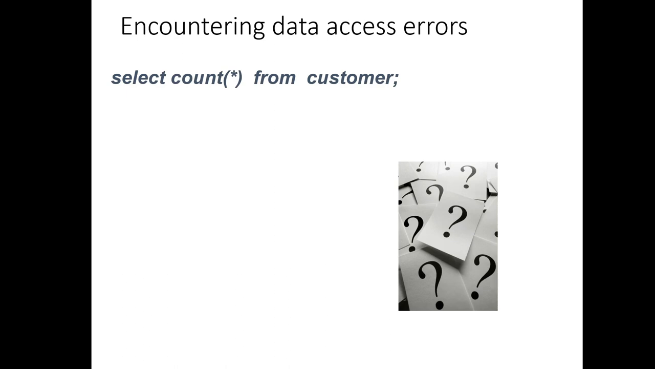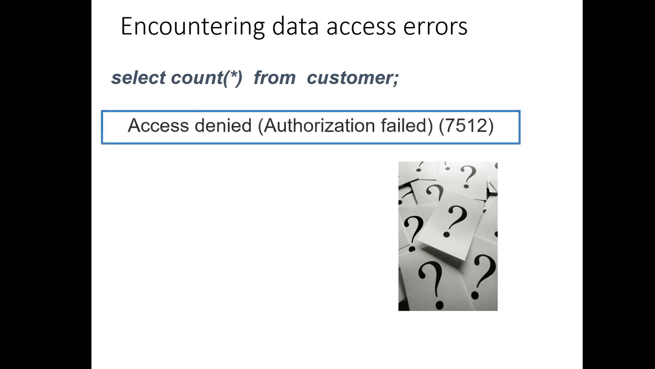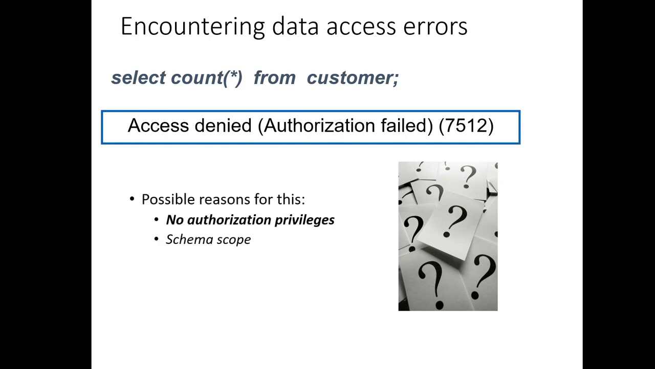So let's do a couple of examples. If I've authenticated into the database and I'm using a tool like a WinSQL type of application or a Crystal Reports application, and I select star from customer and I get access denied, it could be one of two things. One, I'm not authorized to get to the customer table. Or two, we may have an issue where you're not authorized to get into that schema. We'll talk about what a schema is in a second.